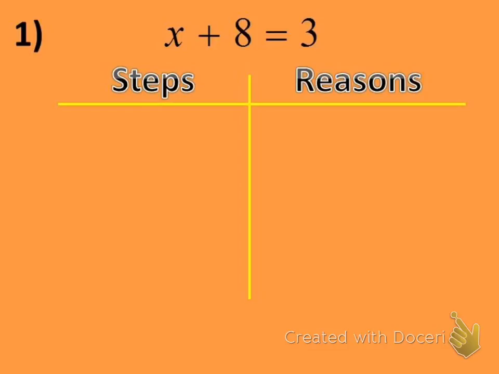So, again, steps on the left, reasons on the right. So the first step is to always write the equation. So write your equation in your step column. The reason we know that is true is because it was given to us. This is what every single first step is going to look like.